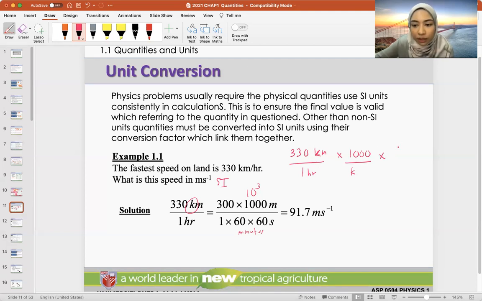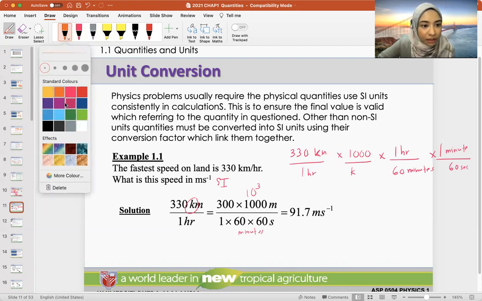And then I want to get rid of hours. So 1 hour over here, 1 hour is 60 minutes. But this does not give me seconds yet. So again, I want to get rid of minute, so put it up here, 1 minute is equal to 60 seconds. Now I get 330 times 1000 times 1 times 1 over 1 times 60 times 60. But first, before I start calculating, let me double check that I'm crossing out what I don't want and getting what I want in the end.